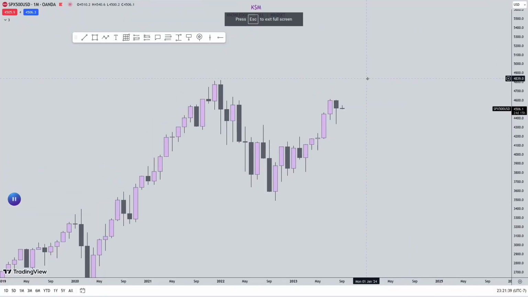So this is the monthly chart on Oanda, the SPX500. This will be kind of like an interactive daily breakdown video of how I got ready for the day. So feel free to do markups in your mind or pause the video before I actually mark it up.